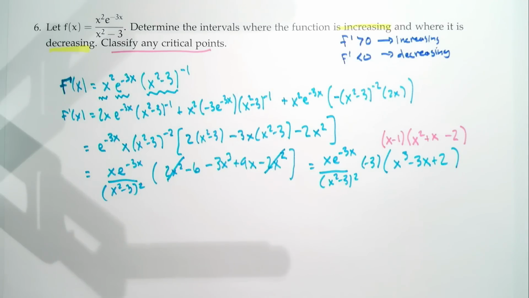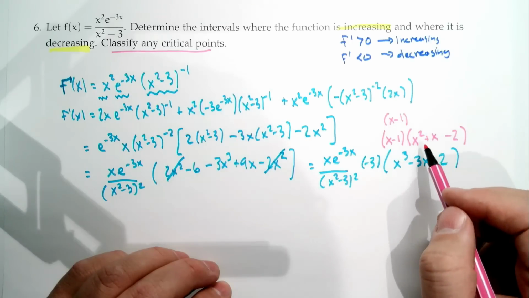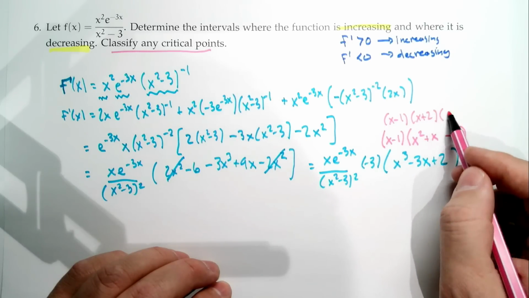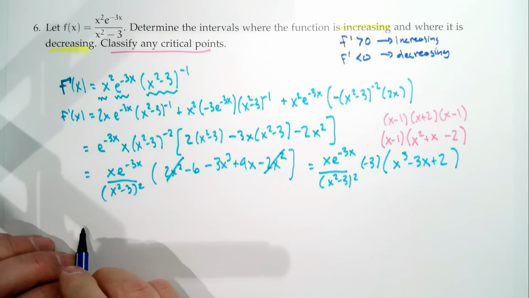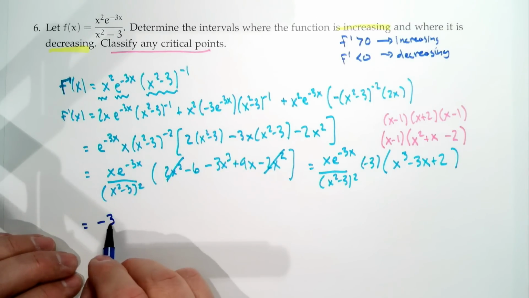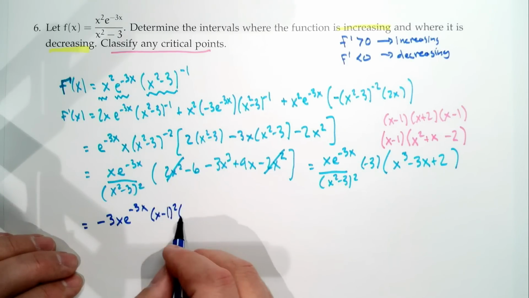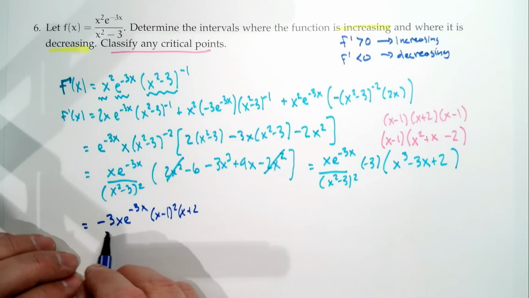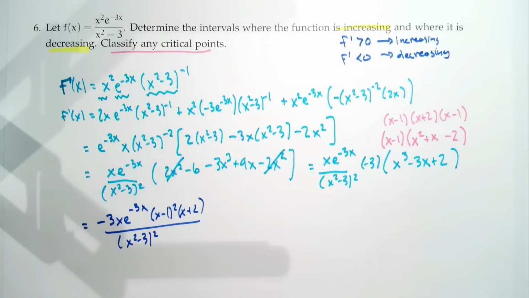Now we get down to a quadratic, and quadratics we have a better chance with. And if you look at this quadratic, you have a really good chance because it factors. It's x plus 2, x minus 1. So now we can say our derivative, our f prime of x, took us a while to get here, but it's negative 3x e to negative 3x, x minus 1 squared, x plus 2, divided by x squared minus 3 squared. Okay, good.